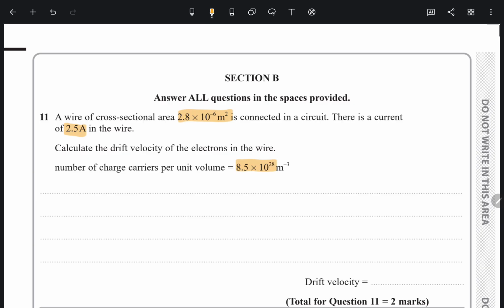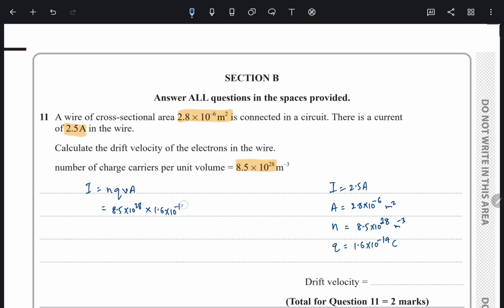So we will have to use the transport equation here. The transport equation is I equals nqvA. The number of charge carriers is 8.5 times 10 to the power 28 times the charge of an electron, 1.6 times 10 to the power minus 19, times the drift velocity that we have to find, times the area of the conductor, which is 2.8 times 10 to the power minus 6, and the current is given as 2.5. To find the drift velocity, we just have to divide the current by everything else.